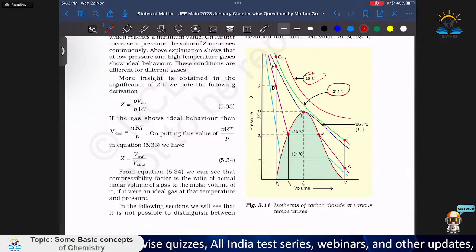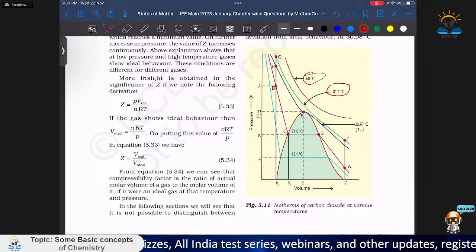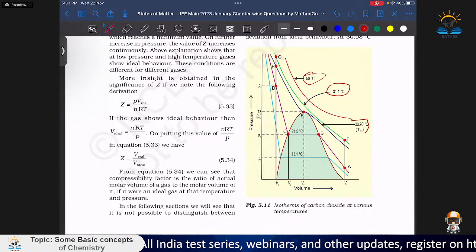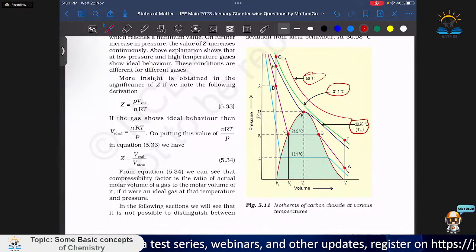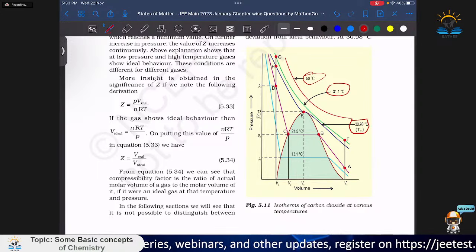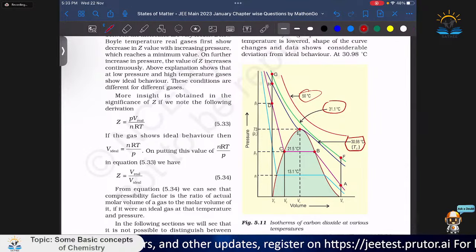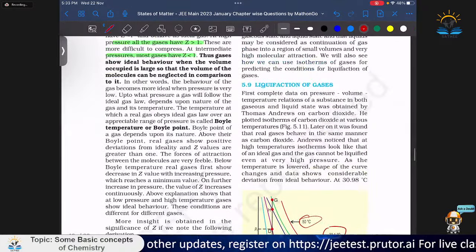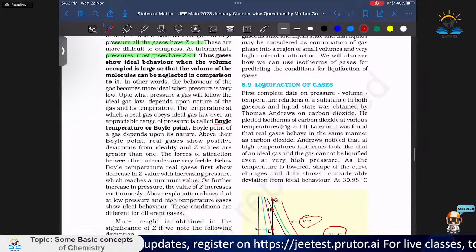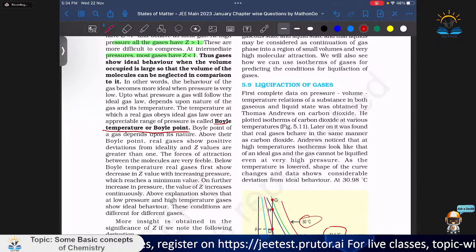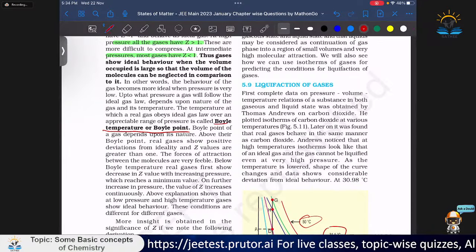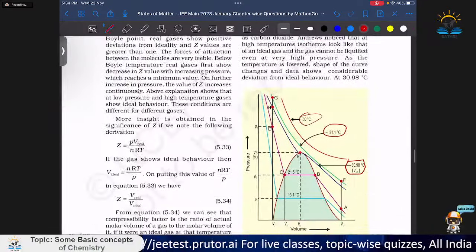The first temperature which just touches this dome, okay, it is 30.98. It is known as the lowest temperature which is required to see liquid phase of this gas, and it is called the Boyle's temperature or the Boyle point. Okay, the temperature at which real gas obeys ideal gas law over an appreciable pressure range is Boyle's temperature.